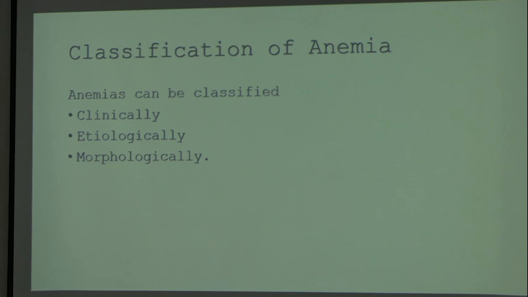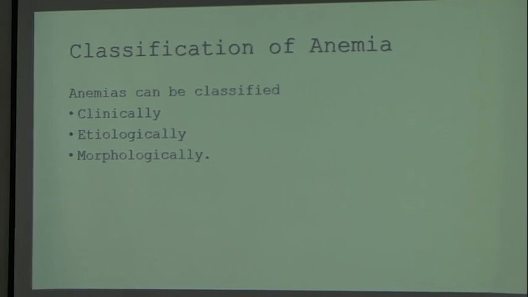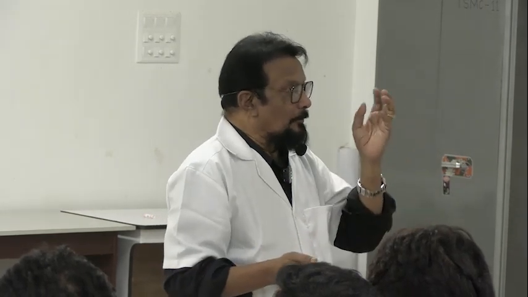And morphologically means based on size. In different anemias, the size of the RBCs changes. Sometimes it remains normal size. Sometimes the size may be reduced, and we call it microcytic. When the size is increased, these cells are not matured; they are coming out during the developmental stage. These are called macrocytes.